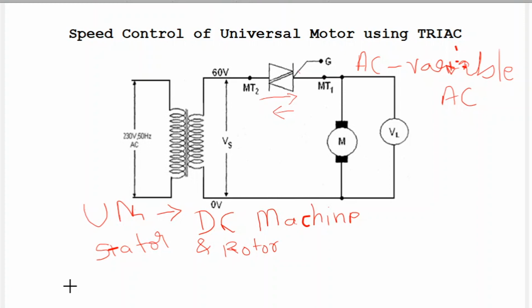So when you supply universal motor with AC, the current reverses during the negative half cycle, but the torque which is experienced by the armature conductors during both positive half as well as negative half will be in the same direction. That means it will be unidirectional torque.